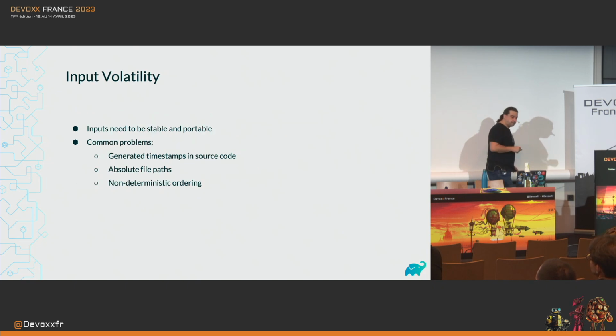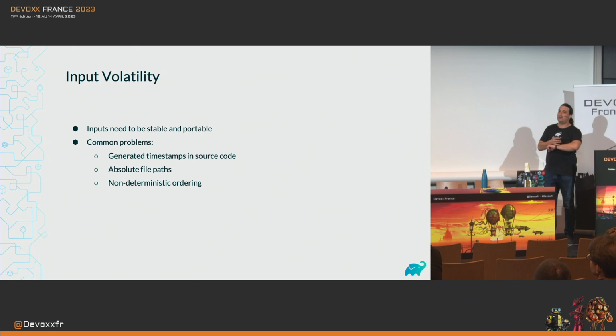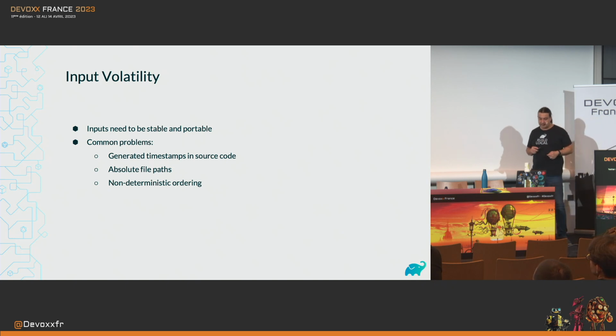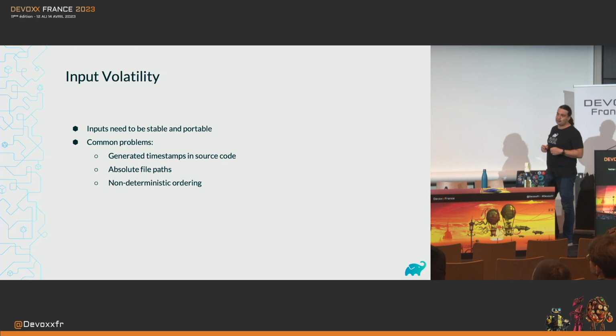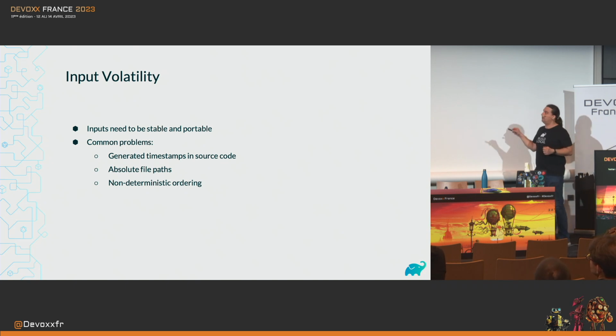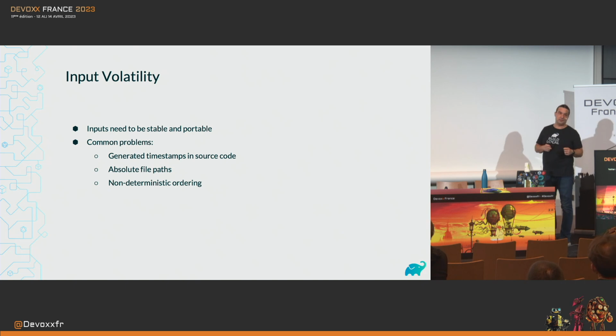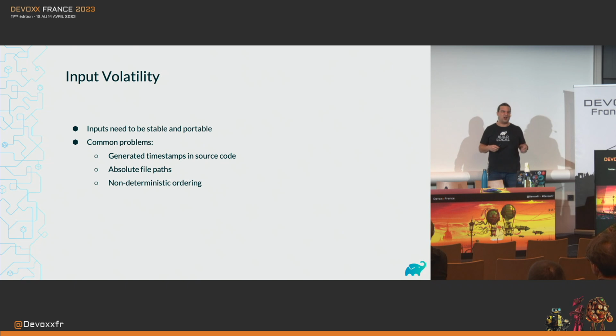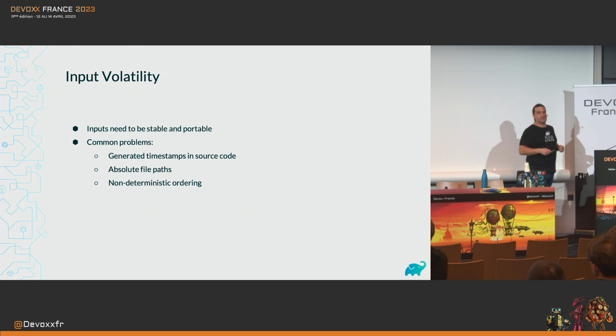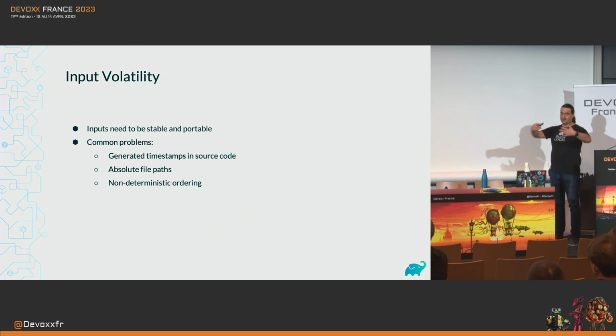And then to make this work really well, the inputs do need to be stable and portable, so there are some common problems that can cause cache misses that you can generally fix, right? Things like generated timestamps from source code is probably one of the biggest ones, especially like .properties files, like a git.properties, or if you're doing a build info plugin and build-info.properties, that generally is going to have timestamps in it.